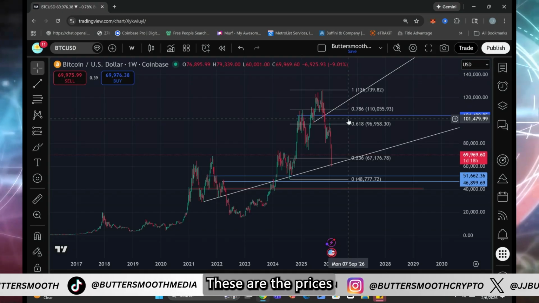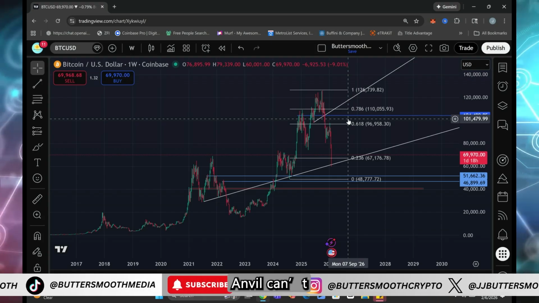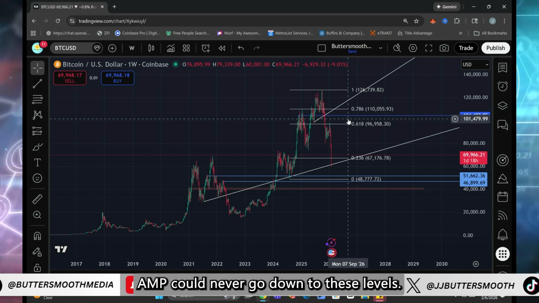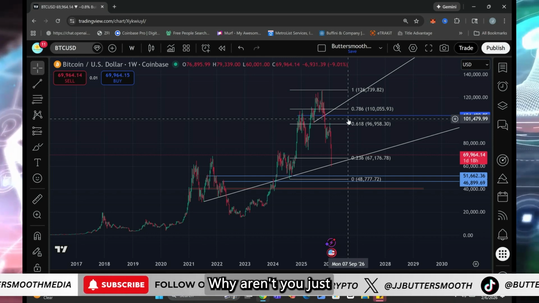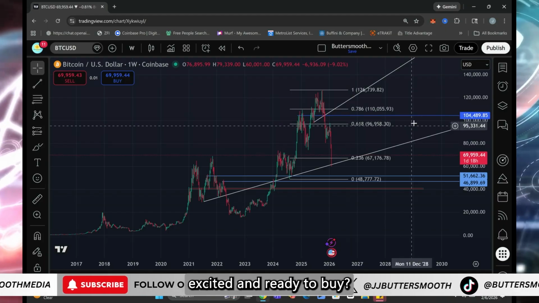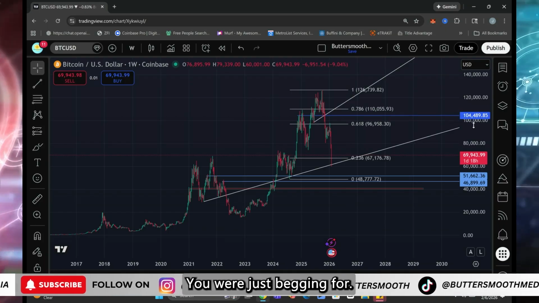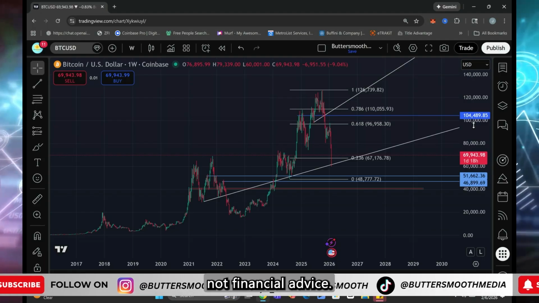These are the prices that you see on the charts and say, oh, Dash could never go to this. Anvil could never go back down to these levels. AMP could never go down to these levels. And then they do. Why aren't you just excited and ready to buy? Now you're scared and skeptical when these are the prices you were just begging for. Take advantage of it and let's make this money together, not financial advice.